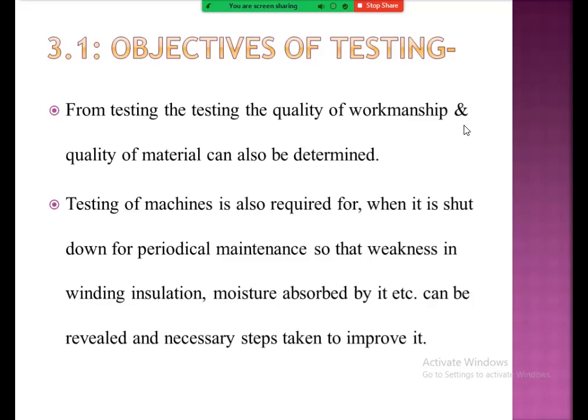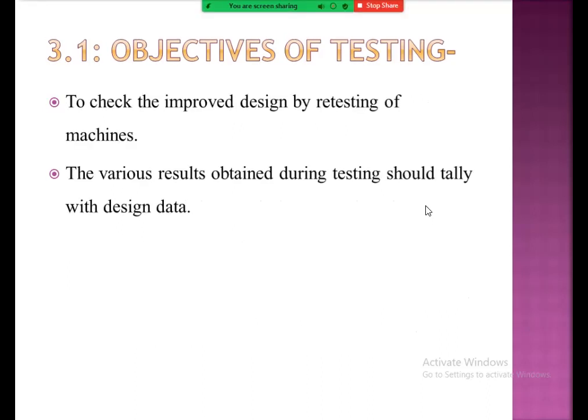Testing of a machine is also required when it is shut down for periodical maintenance, so that weakness in the winding insulation, moisture absorbed by it, etc. can be revealed and necessary steps taken to improve it. To check the improved design by retesting the machine, the various results obtained during testing should tally with the design data.